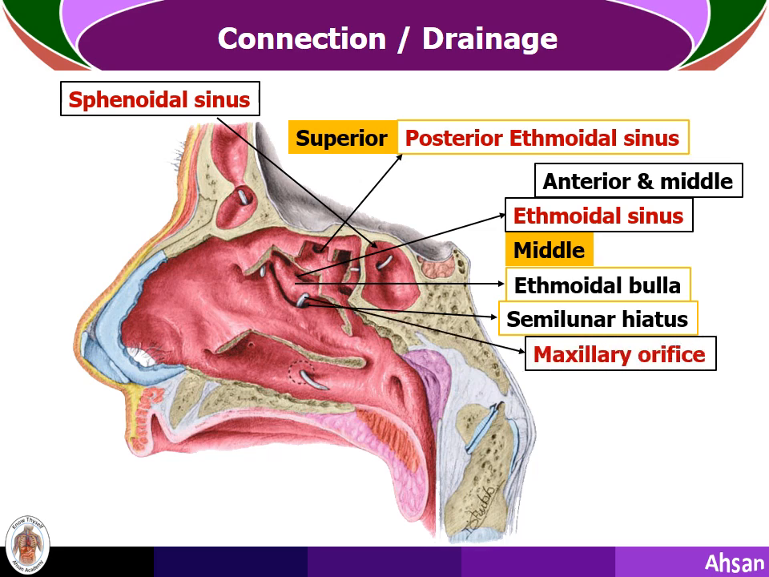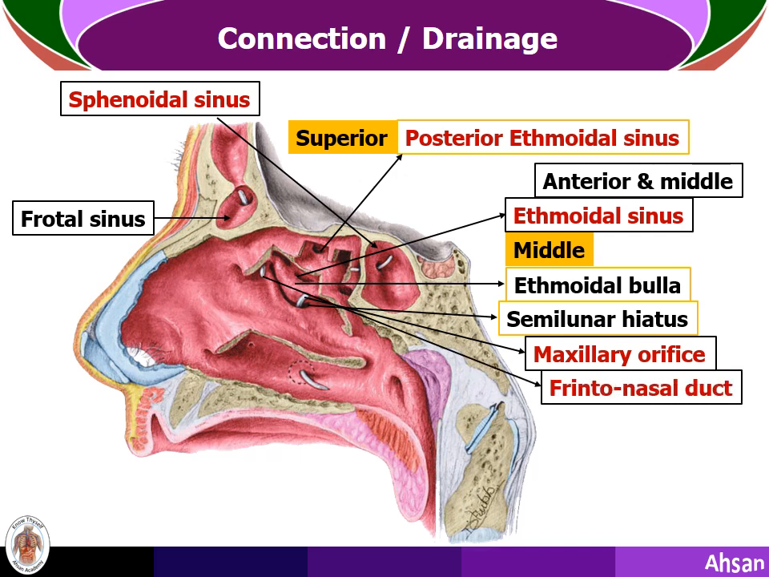The maxillary air sinus, that is the largest sinus, opens into the hiatus semilunaris, and in the anterior part the frontal sinus has one duct, and that opens into the anterior part of the middle meatus through the frontonasal duct.